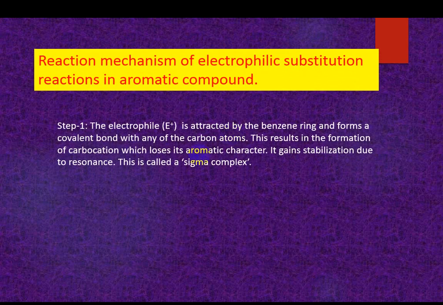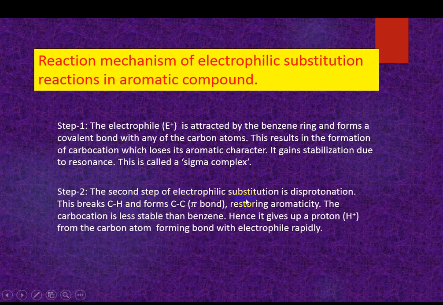Reaction mechanism of electrophilic substitution reaction in aromatic compounds. The electrophile is attracted by the benzene ring and forms a covalent bond with any of the carbon atoms. Okay, we'll join again, 10 minutes remaining. This results in the formation of a carbocation, which loses its aromatic character. It gains stabilization due to resonance. This is called the sigma complex.